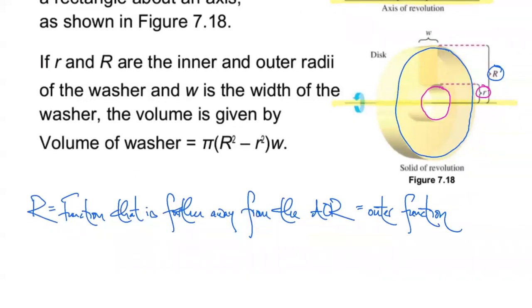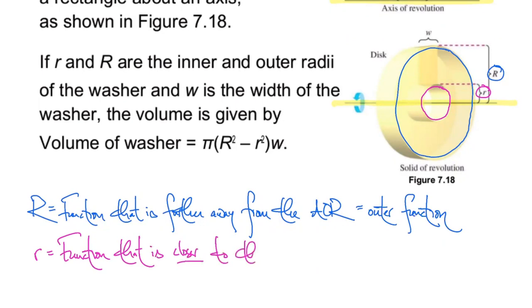Now, in contrast, we could say that little r is the function that is closer to the axis of revolution. Okay, so the function that is closer to the axis of revolution. And sometimes we refer to this one as an inner function or an inner radius. Okay.